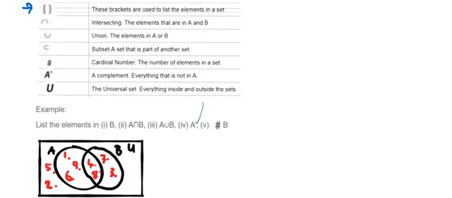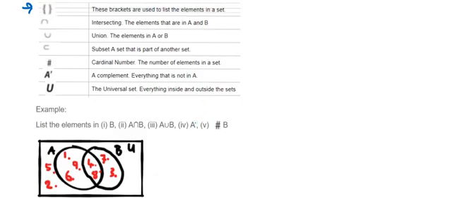The next one is like an upside down horseshoe, similar enough to an N symbol. So it's like this. That means intersecting. So it's the elements that are in A and B. So an element must be in both of them. It must be in A and it must be in B to be included in that set. The third one is union. So that means the elements in A or B. So if it's in A or if it's in B, then it can be included.